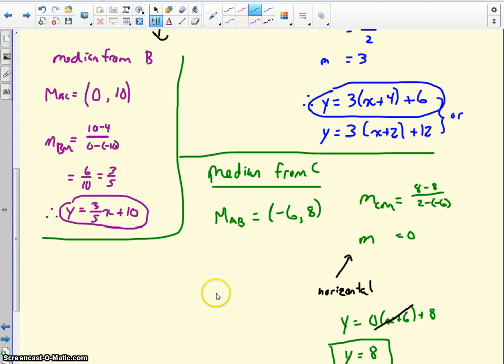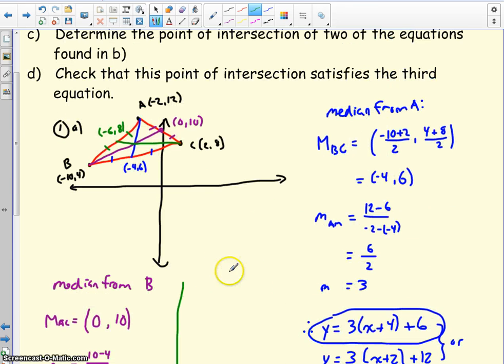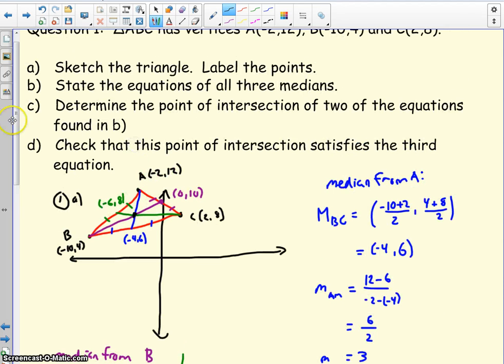So after all that work, I now have the 3 medians. Now you can see in my picture they seem to all intersect at a common point over here, and that's the point I'm trying to find here in part C. Trying to find that point of intersection. I'm just going to call it P for now.